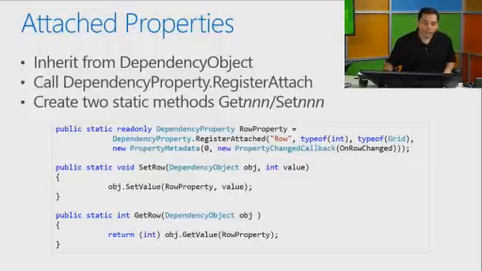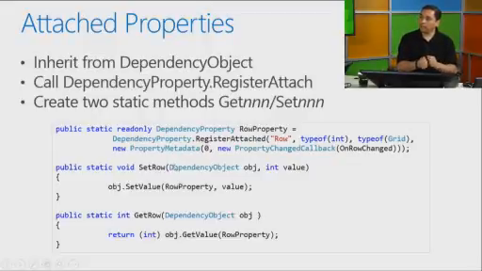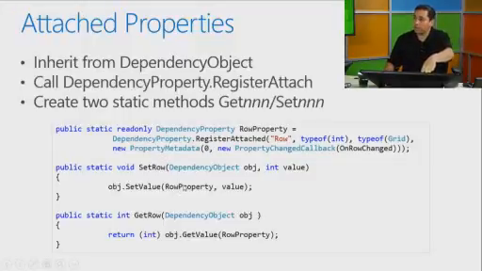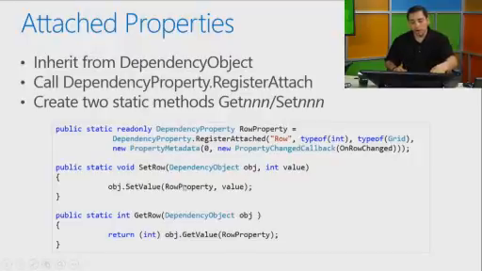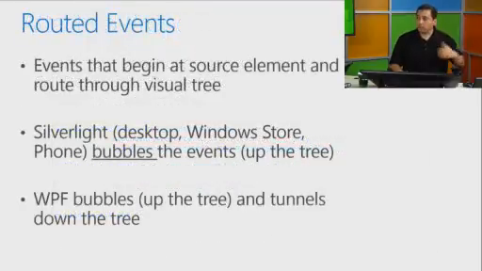Now, look at the syntax. We have something very similar, a static declaration for the attached property. Here we call register attached instead of register. And notice, because these are not at the element level, I don't have standard CLR getter and setter. I actually have this special convention that we use, set row and get row, which are static, and then we pass the dependency object that we're going to set it on. So for example, I would say set row, the dependency object would be border, and the value would be 1, and that's how I would be setting it.